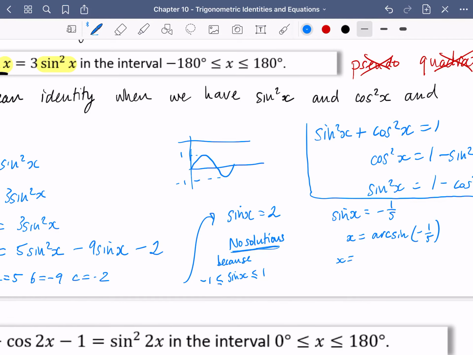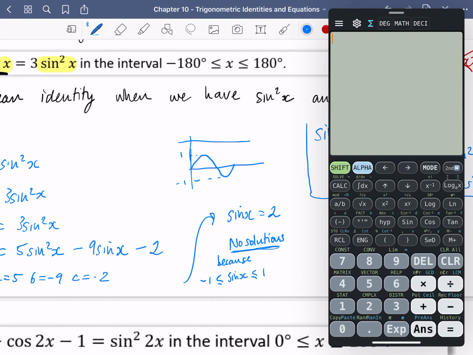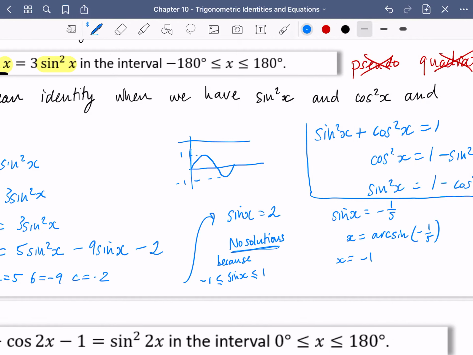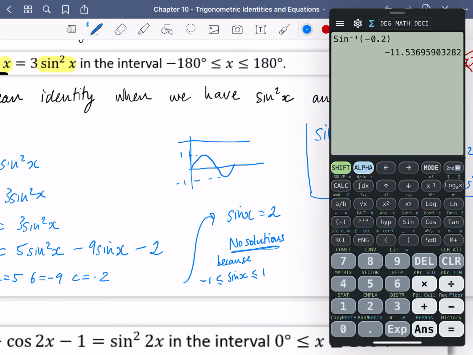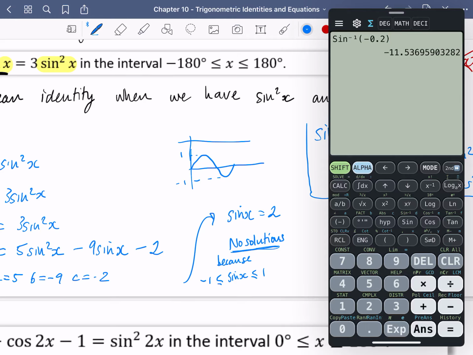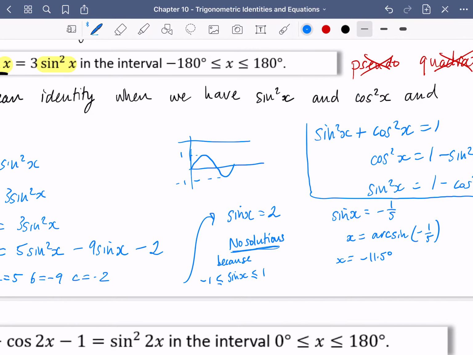And so let's come up with our two answers. So we are going to do the inverse sine of minus 1/5, and we get minus 11.5 degrees. And actually, if we remind ourselves of this range that we've got, that one is going to be okay. So I'm still going to continue though. I'm going to do my 180 minus the answer, and I get 191.5. So I have 191.5 degrees.